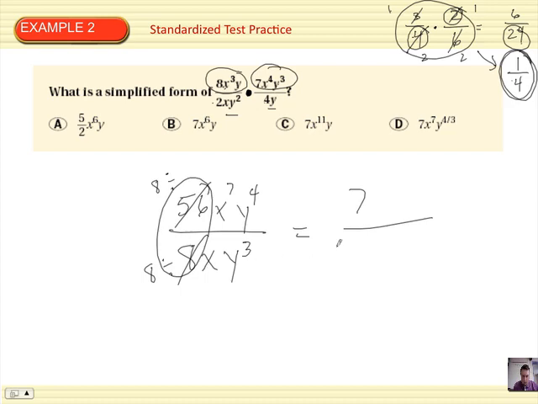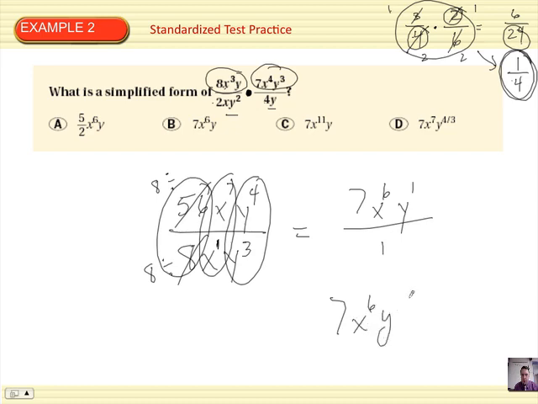Divide by 8. There's 1 on the bottom. We don't need to put it. X to the 7th over x is x to the first. 7 minus 1, there's 6 x's left on top. Y to the 4th divided by y cubed, there's more on top. So y to the 4 minus 3 is 1. We don't need to put a 1 down here, but 7x to the 6th y to the first. There you go, final answer.